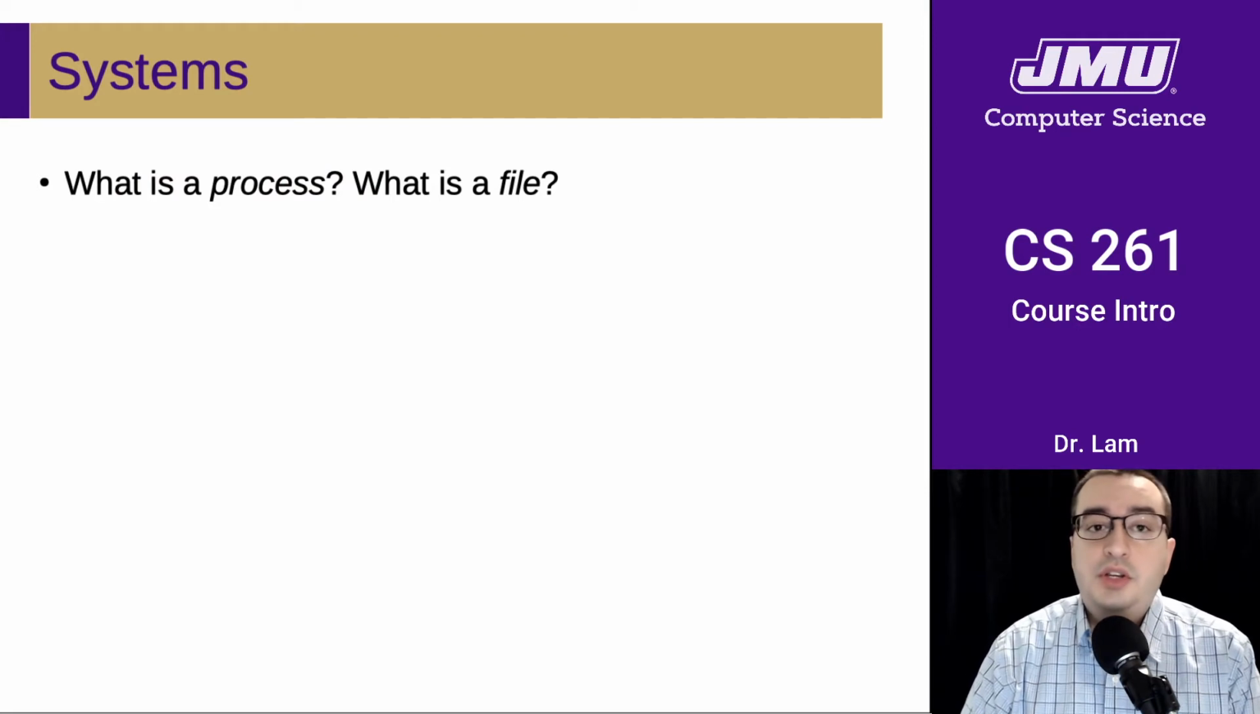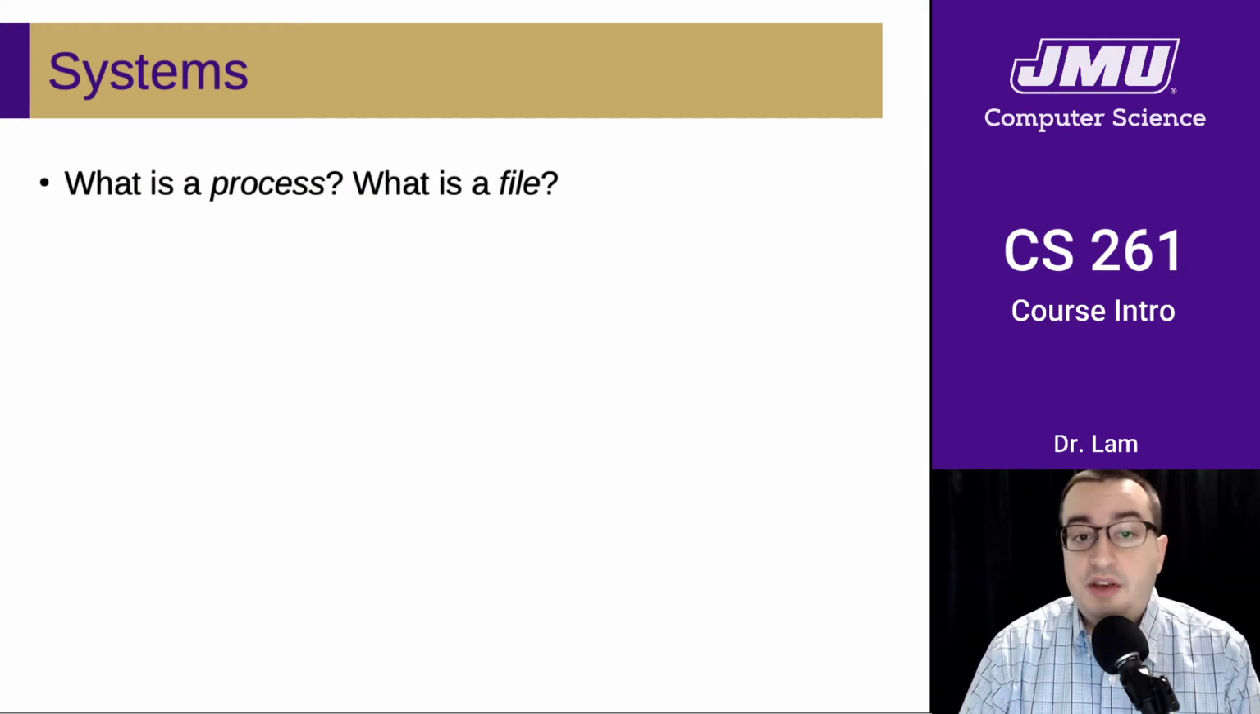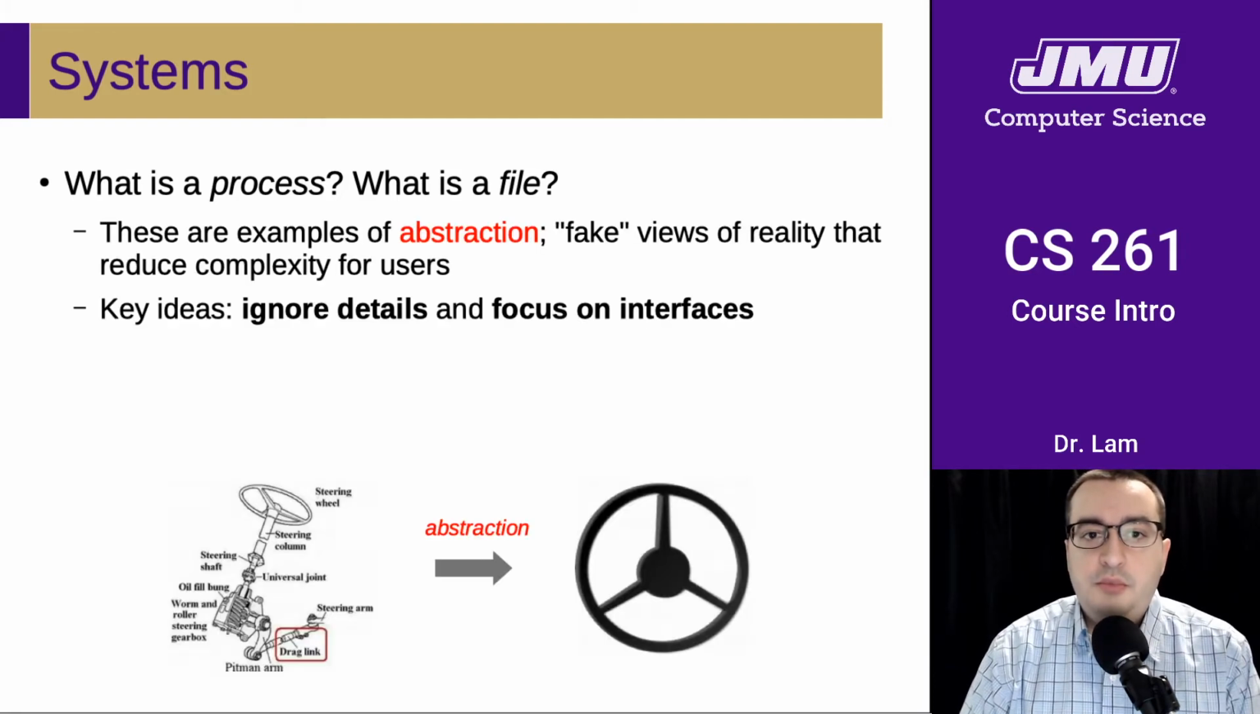So for instance, we're going to end up defining things like processes and files, and these are maybe things that you've talked about before, but now we're going to look at them in a lot more detail. And at its core, these things are examples of one of the primary tools that we as computer scientists have for dealing with complex systems, which is the idea of abstraction. So an abstraction is sort of this fake view of reality that actually helps us because it reduces the complexity that we have to deal with at any given time.